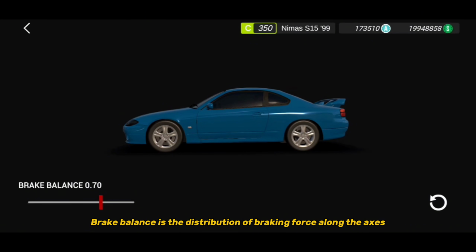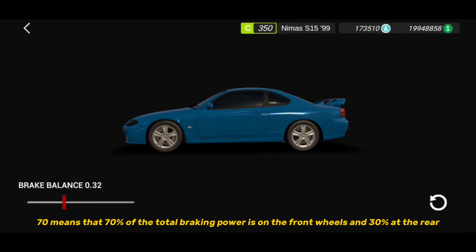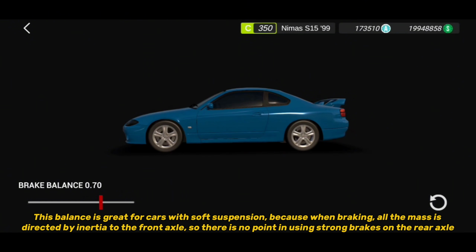Brake balance is the distribution of braking force along the axis. 70 means that 70% of the total braking power is on the front wheels and 30% at the rear. This balance is great for cars with soft suspension because when braking, all the mass is directed by inertia to the front axle, so there is no point in using strong brakes on the rear axle.